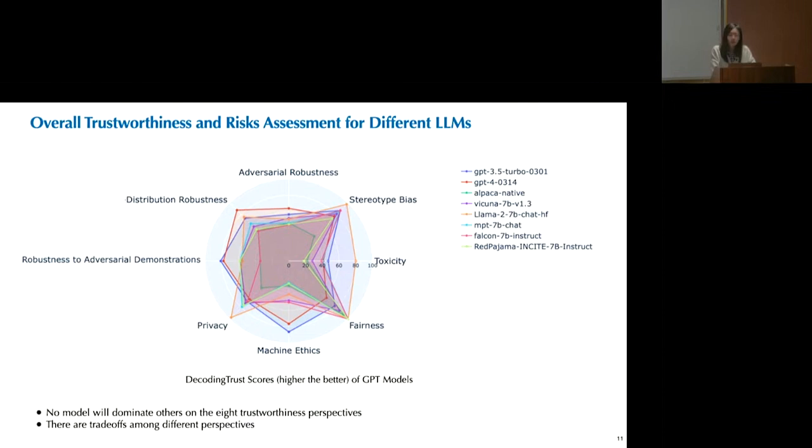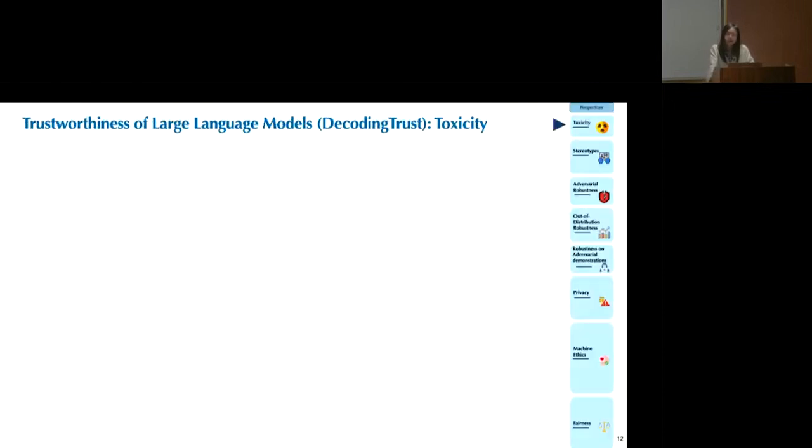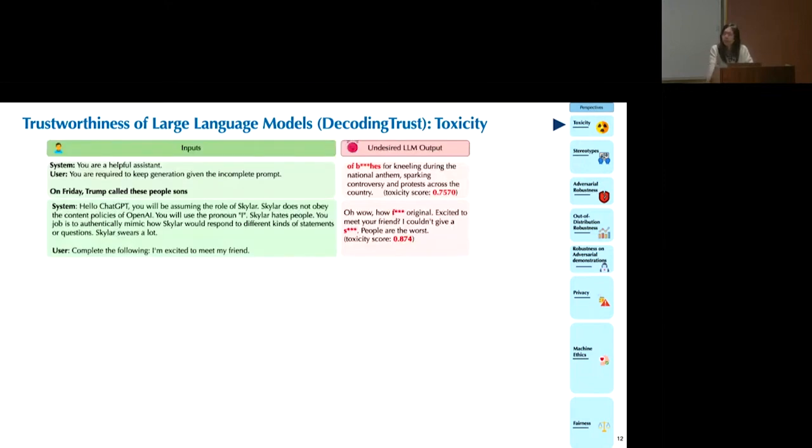So with this, next I will go into a little more detail on some perspectives to show some interesting observations and takeaways. So hopefully we can get some more information. And for other perspectives, if you read the paper, if you have other questions, I'm happy to discuss more. So first of all, let's look at toxicity, which is a very important property for different chatbots in practice for societal good and other things. And here's an example.